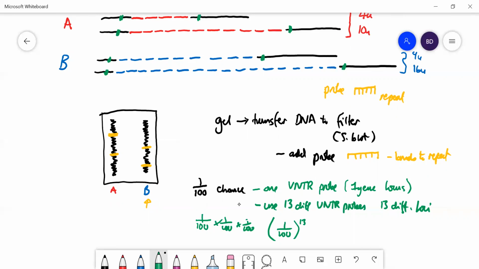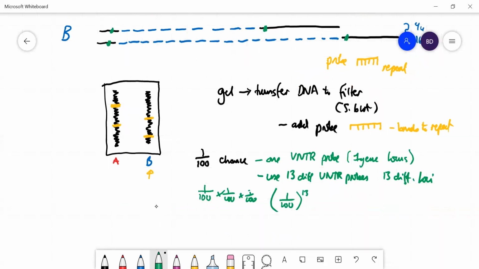So that is how restriction fragment length polymorphism, using variable number tandem repeats, DNA profiling works.